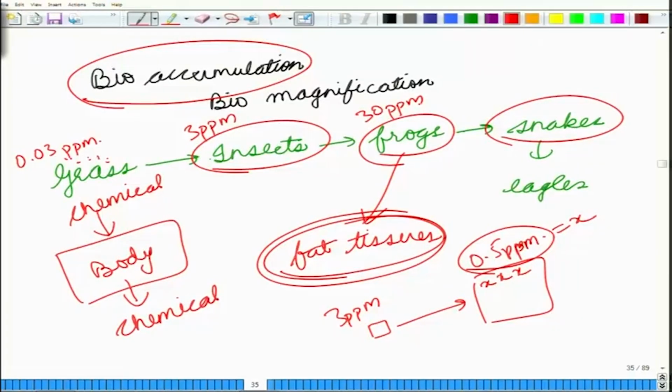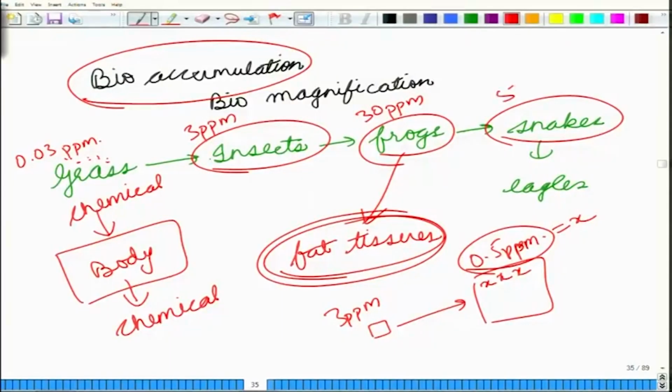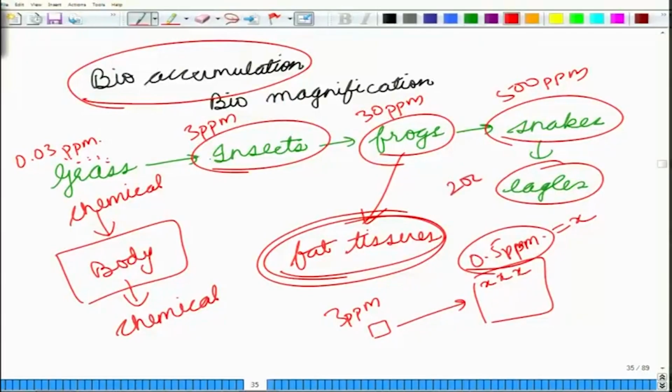In the case of snakes, it will be even more, because the snakes are eating frogs which already have a high concentration of these chemicals. The frogs already have 30 ppm of these chemicals. So, probably the concentration in the snakes will be much greater, let us say 500 ppm. When it reaches the eagles, because the eagles are eating a number of snakes, and all the snakes they are eating already have a high concentration of these chemicals and a high body mass, the total amount of these chemicals in the body of the snakes is also large. So the concentration will be even higher, let us say something like 2000 ppm.